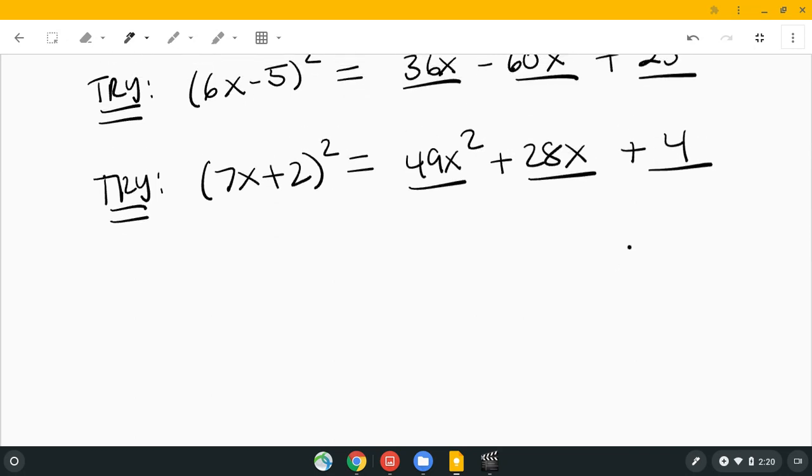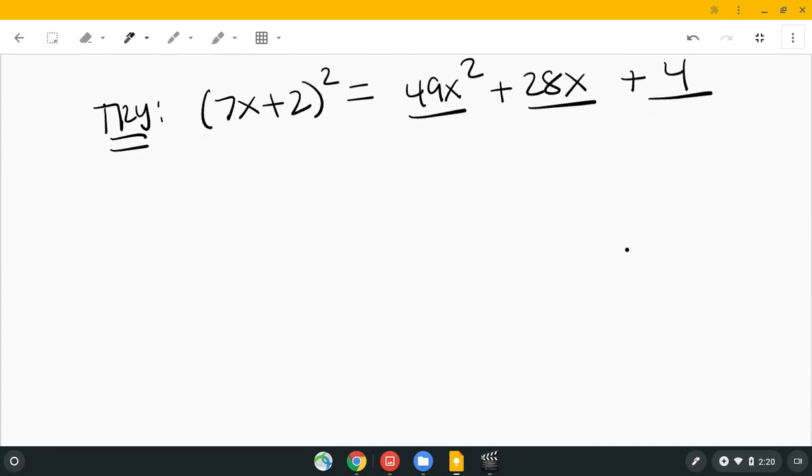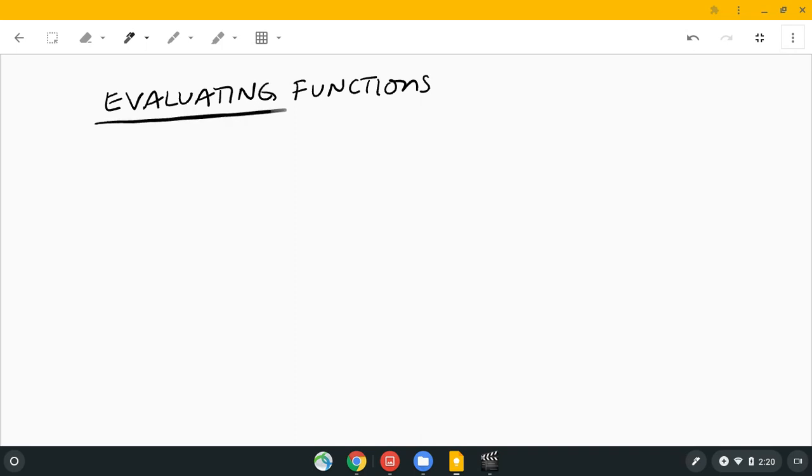Okay, so now let's go ahead and take a look at evaluating functions, and let's see how this will be a nice little shortcut for us. Okay, evaluating. If you ever forget the shortcut, you could always just do the distributive property and then combine like terms.